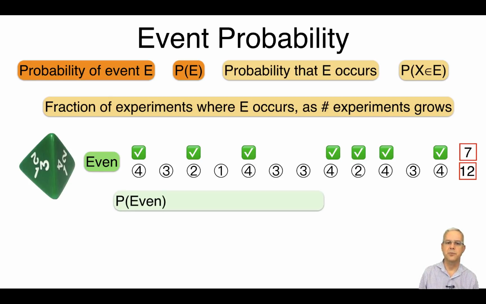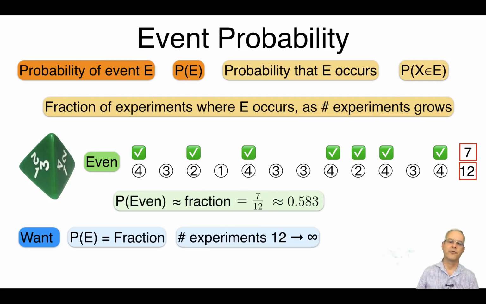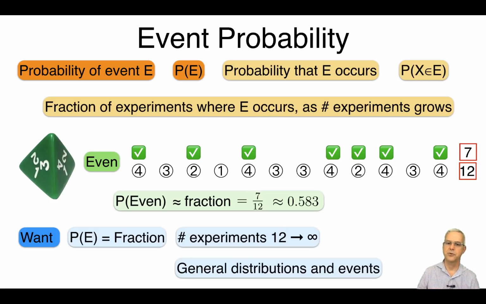And therefore we can estimate the probability of even to be roughly the fraction. The reason it's roughly is because this number of trials, 12, is not infinite, so it's approximately the probability of even. In this experiment, it's 7 over 12, the fraction of time that this event occurred, 7 over 12, which is roughly 0.583. Okay? So now what we really want is to find the real probability of E, which is the fraction, but not for 12, but rather as the number of experiments goes from 12 to infinity. So that's number 1. And number 2, we want to do it not just for the even event, but for general distributions and events.